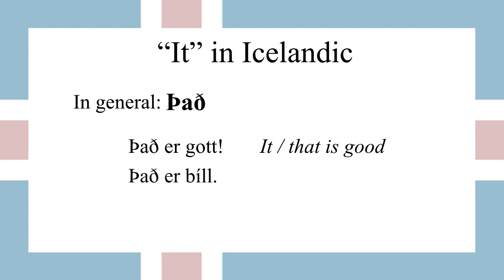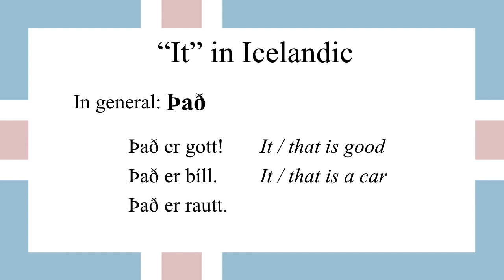Það er bíll. It is a car, or that is a car. Now, even though bíll, car, is a masculine word, we start the sentence by saying það, it is, because we don't know what we're referring to yet. Once we get to bíll, then we know what we're talking about. But we're going to use það to begin, because we're just talking in general, it, that, not anything in particular.